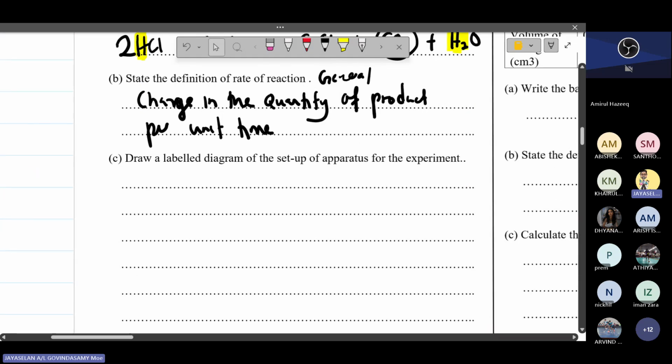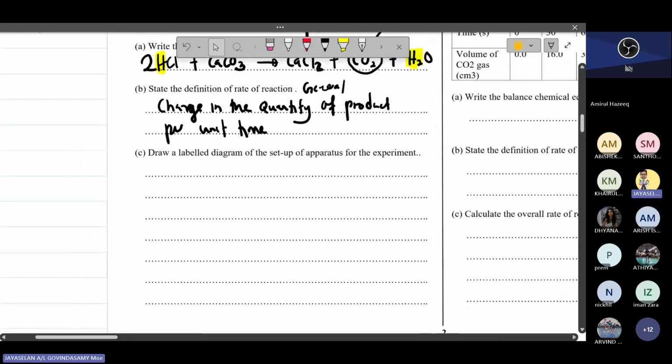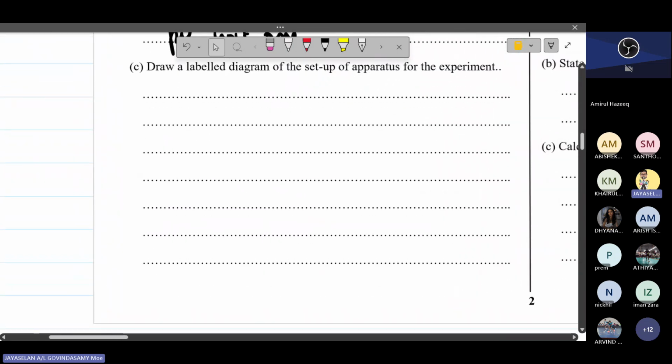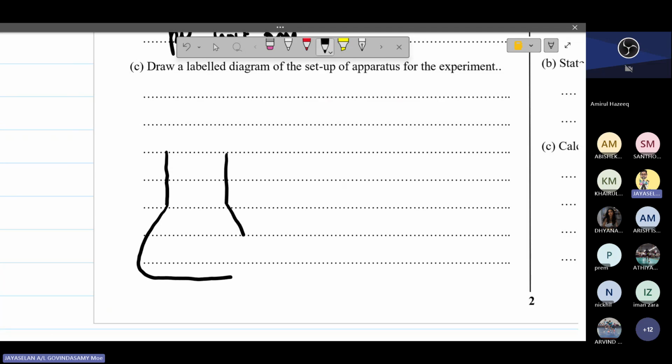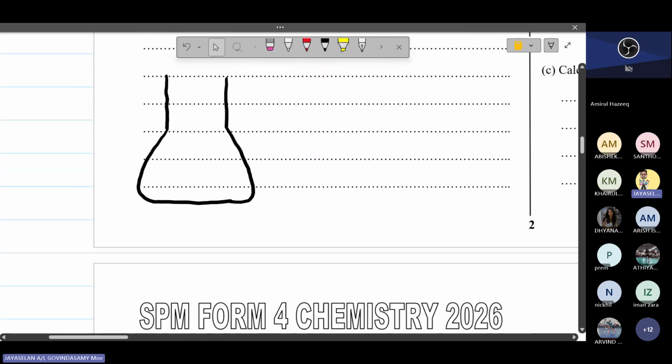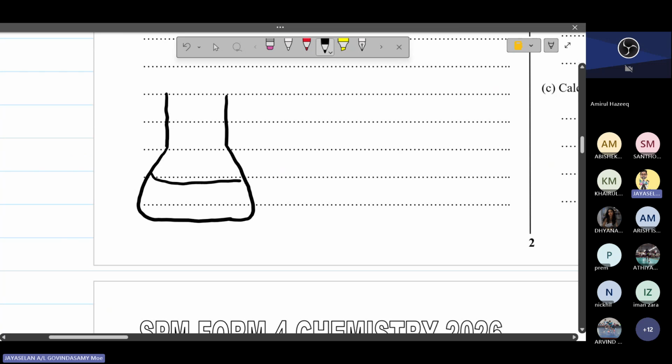Okay, now they want you to draw the label diagram. I draw for y'all. You want to do this, okay, you must memorize the diagram. So first you draw conical flask. Okay. Now those days conical flask semua you kena lukis betul-betul. Now you lukis macam ni pun cukup. Conical flask. After that you do what? You pour the hydrochloric acid. So you pour the hydrochloric acid here macam ni. So hydrochloric acid mesti macam ni.